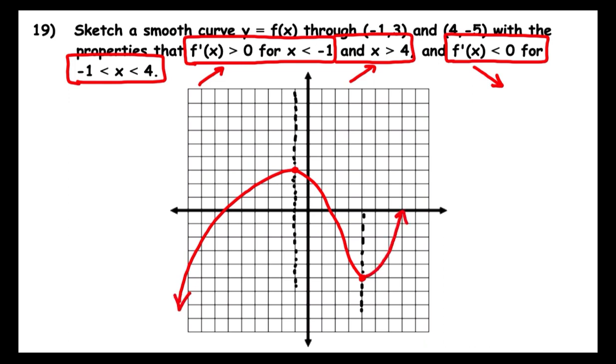So really, they're having me graph an S-curve, and the only two things that have to be on my S-curve, it should look smooth. Mine's debatable, but the point -1,3 has to be a local max, and the point 4, -5 has to be a local min.